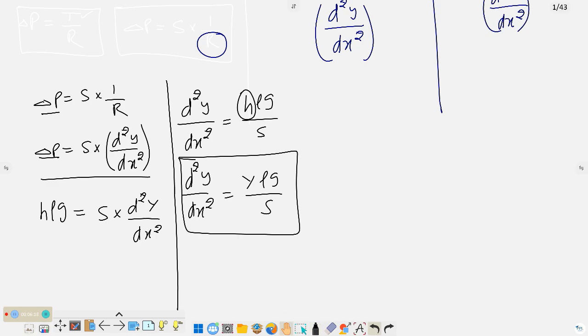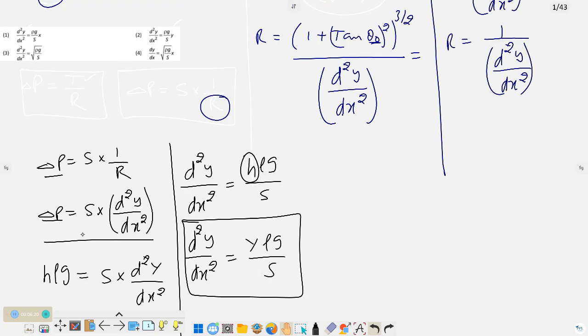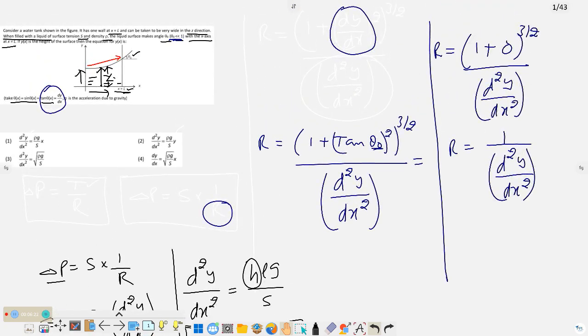If you observe the options given, what are the options here? d square y by dx square is equal to rho g into y by s. In the place of h we can take y, that is rho g y by s, which is the answer to the question. So the second option is the correct answer.